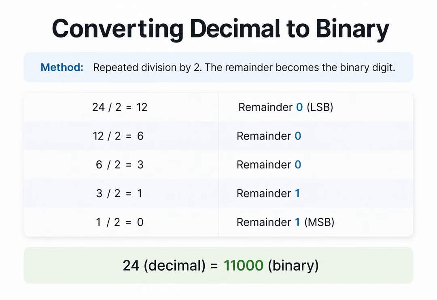To go the other way, from decimal to binary, we use repeated division by 2. Let's convert 24. We divide by 2 and record the remainder. 24 divided by 2 is 12, remainder 0. We keep dividing the result by 2 until we reach 0. Reading the remainders from bottom to top gives us our binary number, 11000.